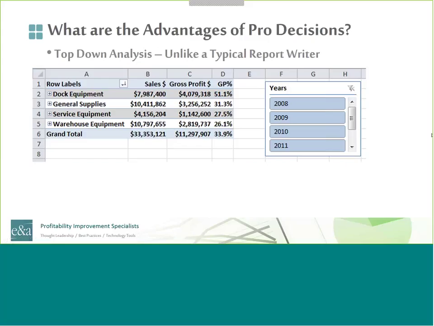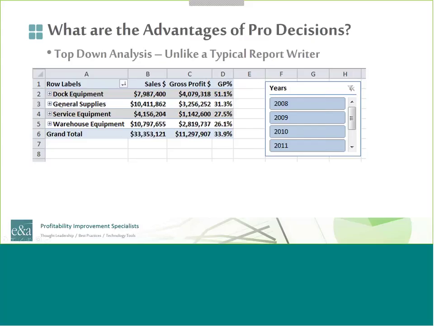Another advantage, I think, is what I call top-down analysis. Unlike a typical sales analysis report, where you may have hundreds of pages of sales related data and have to go through all of those pages to really find the key information, with Pro Decisions you can do a top-down type of analysis.